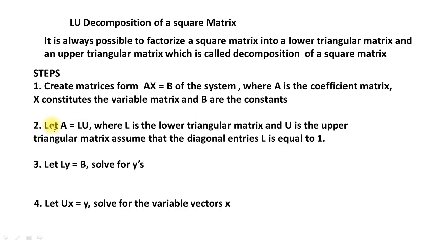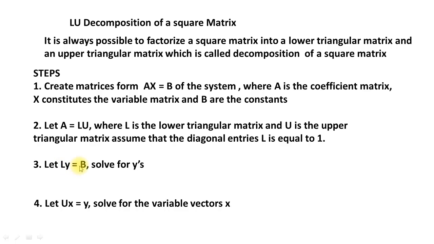In the second step, let A = LU, where L is the lower triangular matrix and U is the upper triangular matrix. Assume that the diagonal entries of L are equal to 1, or you can assume the diagonal entries of U are equal to 1. And in the third step, when we have found L and U, use the lower triangular matrix L and the matrix B for finding the column matrix Y.